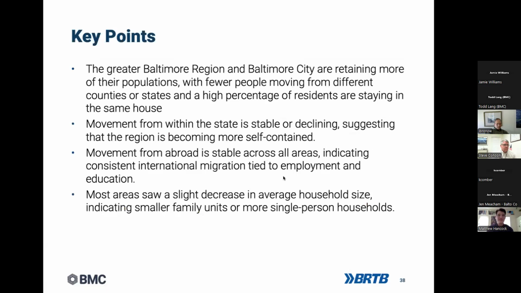So for our high points here, we'll see that the greater Baltimore region and Baltimore City are retaining more of their populations. We have fewer people moving from different counties and states, and a high percentage of residents who are staying in their same house or whatever their residence may be. Movement from within the state is stable or declining depending on the population, suggesting that the region is becoming more self-contained. Movement from abroad is remaining relatively stable, and we're seeing some areas experience a slight decrease in average household size, indicating that we are starting to follow a national trend of a decrease in average household size and a potential increase in single-person households.